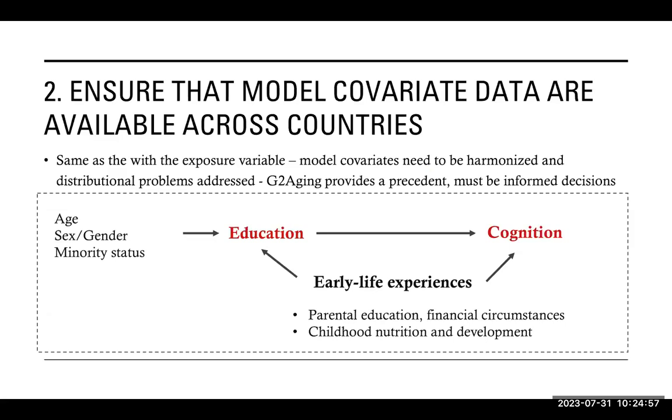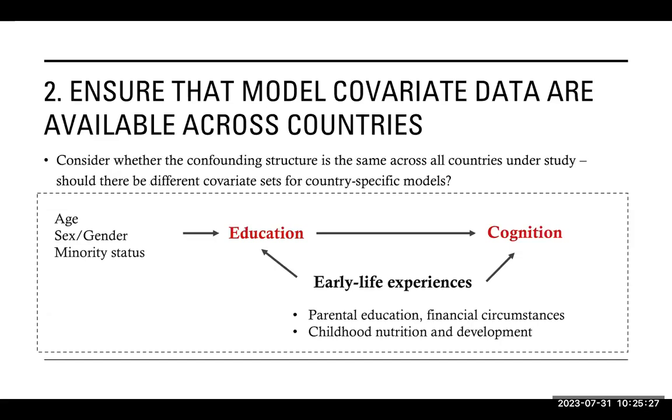Ensuring your model covariate data are available across countries. This is that same principle, right? So thinking about education and cognition, this is a simplified DAG. I know I'm missing an arrow from this to that. It just didn't fit nicely. But there's a lot of different early life confounders of the relationship between educational attainment and cognition, right? Some of them are measured, some of them are unmeasured. And you're going to want to think about, first of all, are those data available in all of the countries that you want? And you also might want to think about, is the confounding structure the same across all of the different populations or countries that you're studying, right?